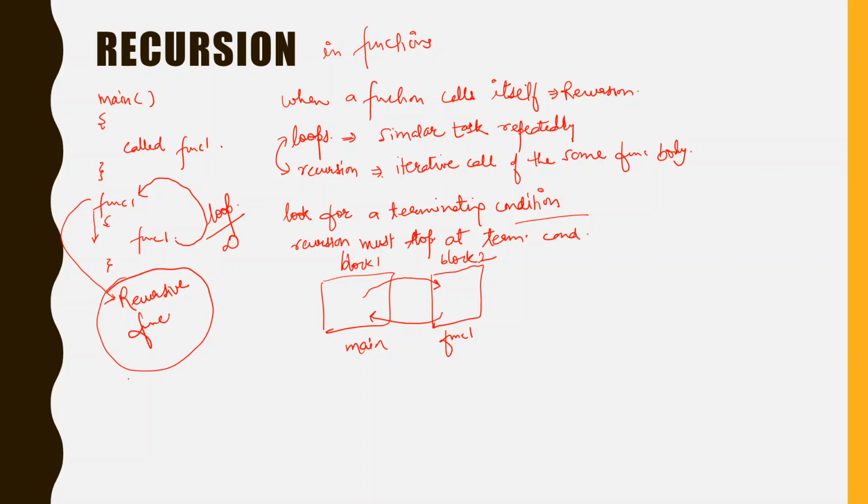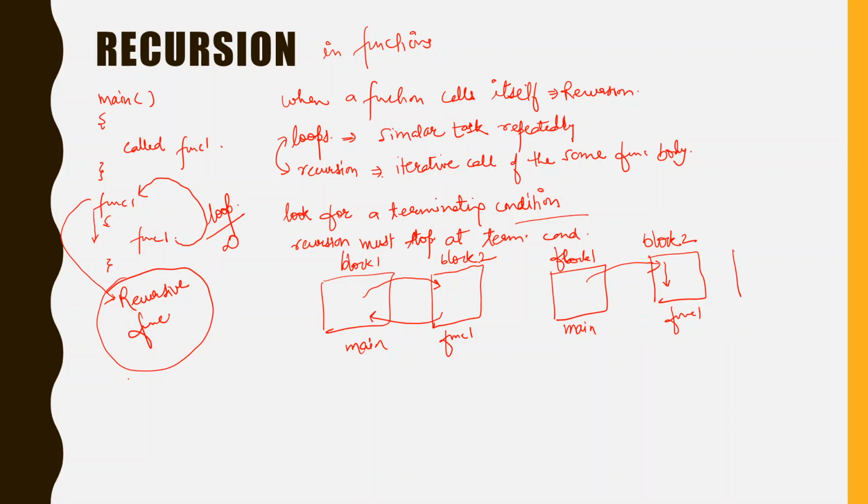Now in recursion, what happens? The main function transfers the control to function 1, which is a recursive function. So this is block 1, this is block 2, and this is for main. Now this is for function 1. So this is still the simple processing, but in a recursive function, while processing the function, there is a call to the same function. So when the same function is called, there is a loop to the same function. But since this cannot happen in the same block, what happens?